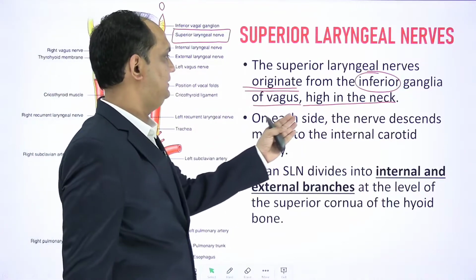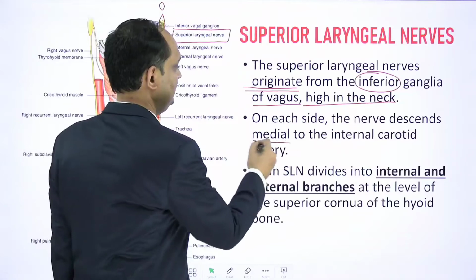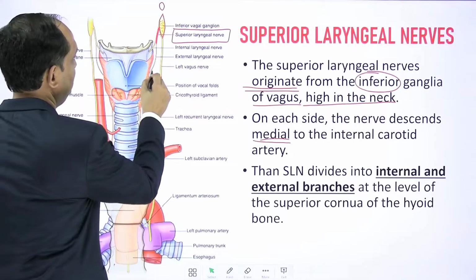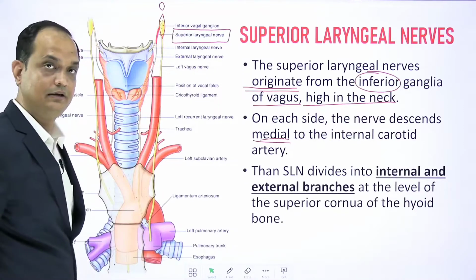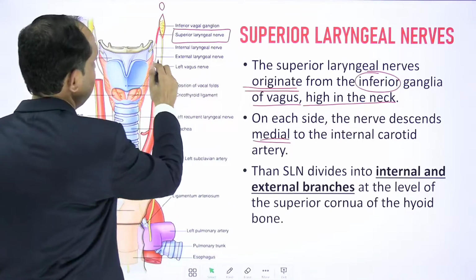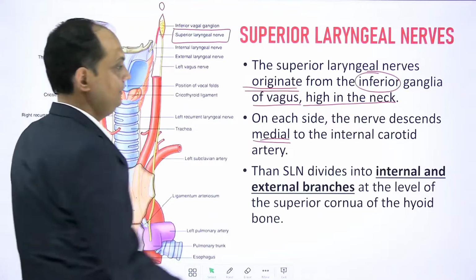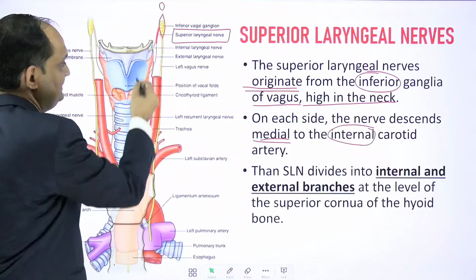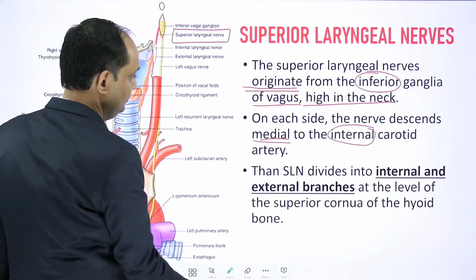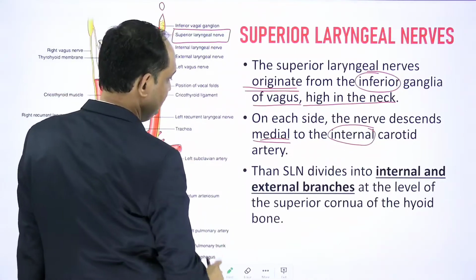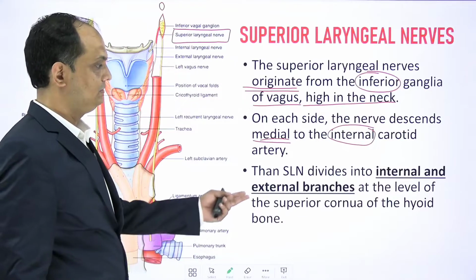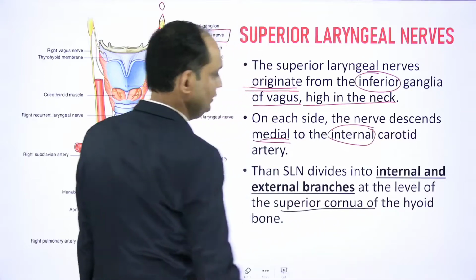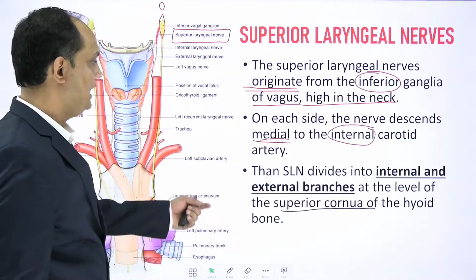On each side, the nerve descends medial to the internal carotid artery. So this is your common carotid, which later divides into the external and internal carotid, and this superior laryngeal nerve comes in relation with the internal carotid artery. As the superior laryngeal nerve descends, it divides into two branches, the internal laryngeal nerve and the external laryngeal nerve, at the level of the superior horn or cornu of the hyoid bone.